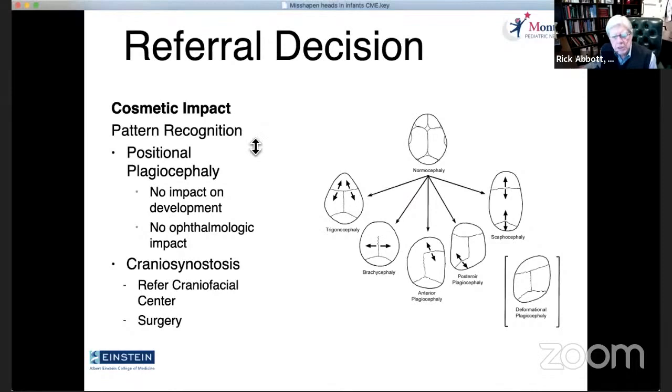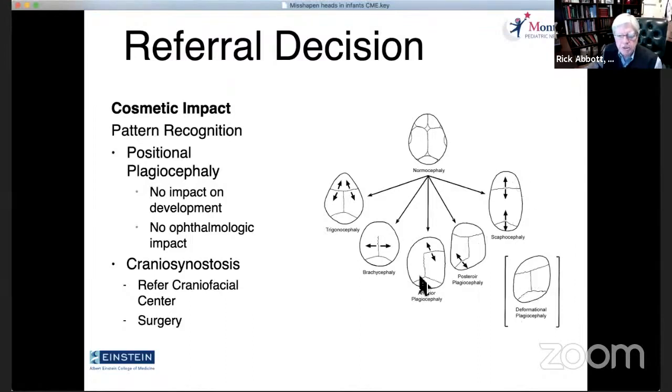So to reiterate, it's quite easy. The child comes to you because of a question of the cosmetic impact of a skull abnormality. You determine whether you're dealing with a deformational plagiocephaly, which will over time improve. And the greatest risk you have there is for a cosmetic anomaly, but the volume of the head is going to be normal. So you don't have some of the secondary consequences of a craniosynostosis.